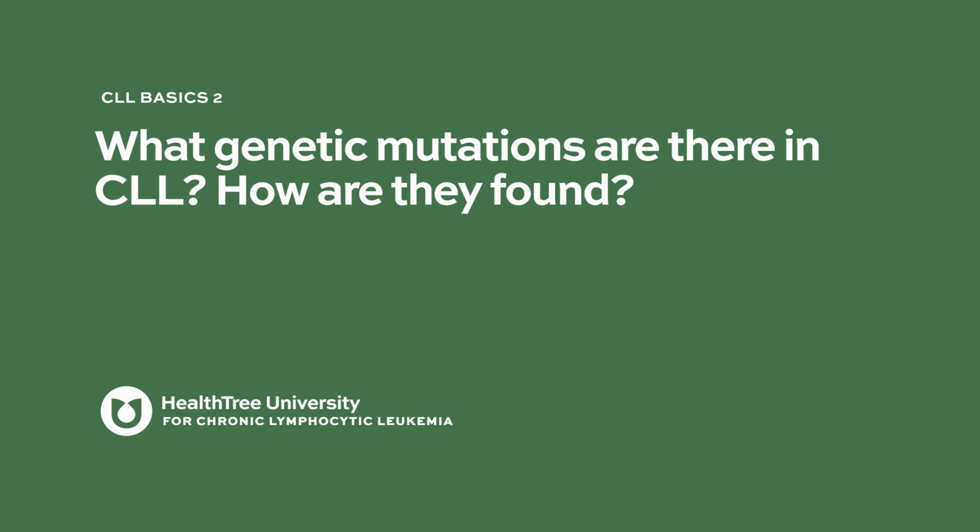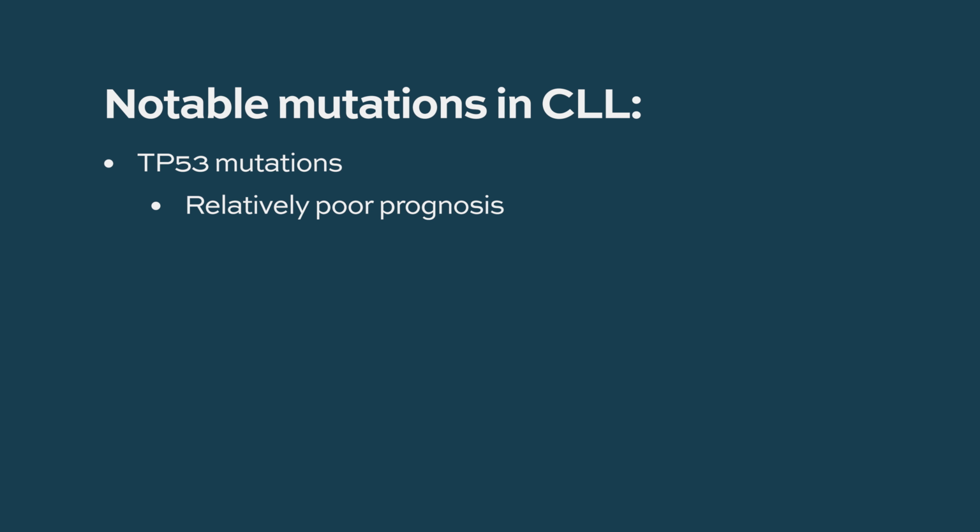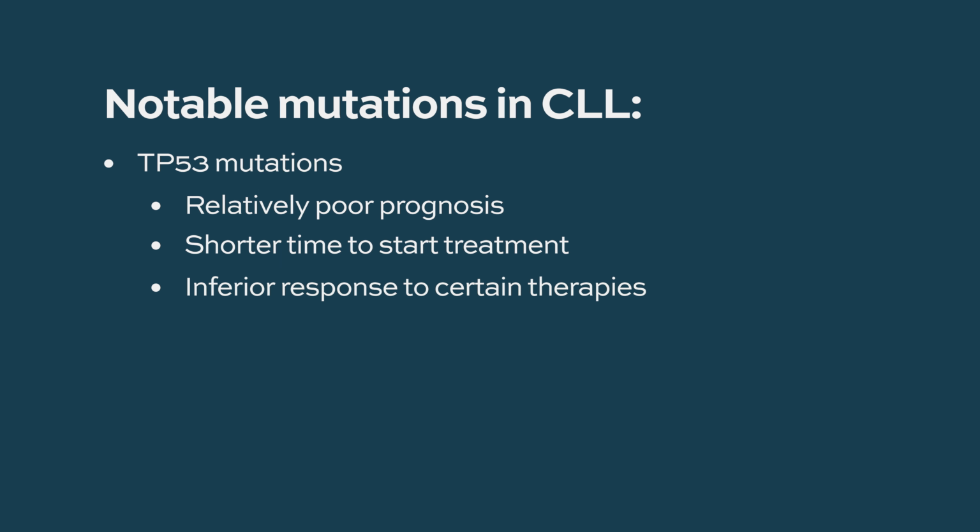What genetic mutations are there in CLL? How are they found? Several genetic mutations have been identified in patients with CLL that can influence the disease course and their response to treatments. Some of the commonly noted mutations in CLL are TP53. This mutation is associated with poor prognosis in patients with CLL, typically a shorter time to starting therapy, as well as inferior response to certain types of therapies in CLL.